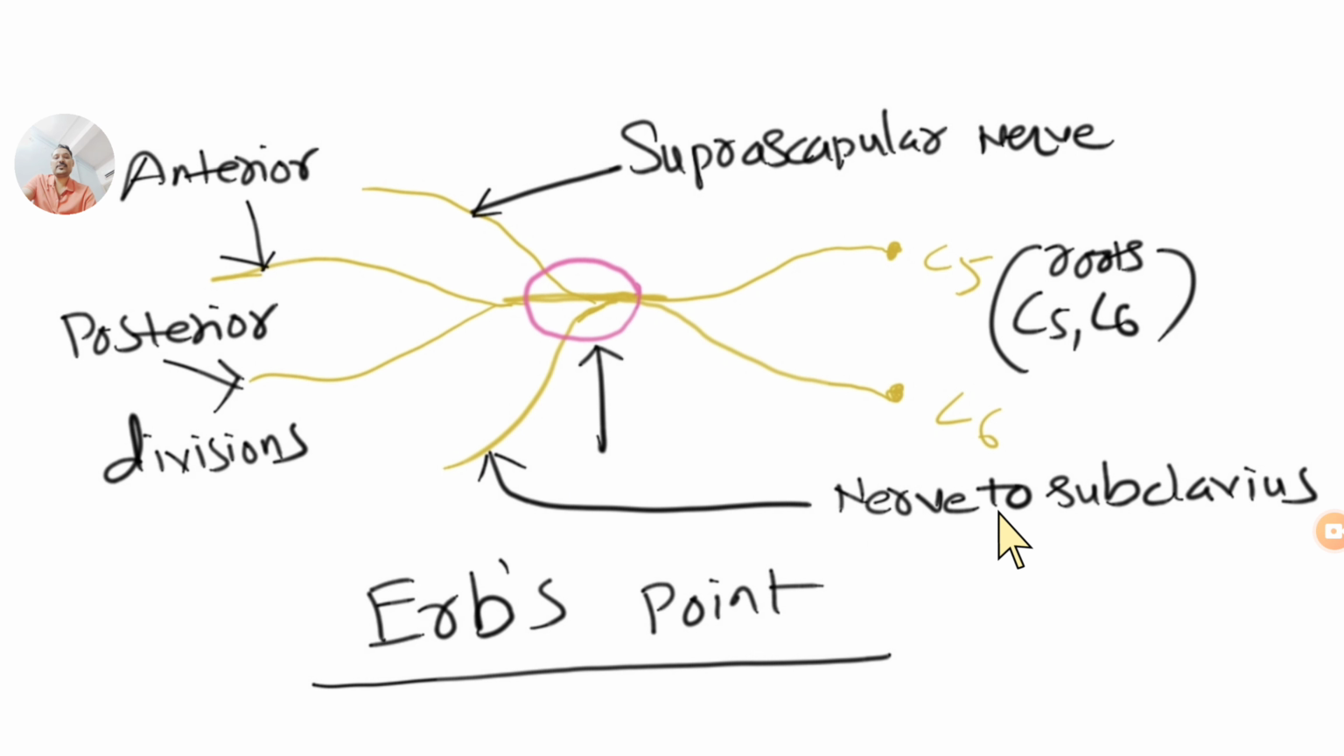Now, this is your Erb's point. C5, C6 nerve roots, suprascapular nerve, nerve to subclavius, and the anterior and posterior divisions, they all contribute here. So this is your Erb's point, where if there's a damage here, you get Erb's paralysis.